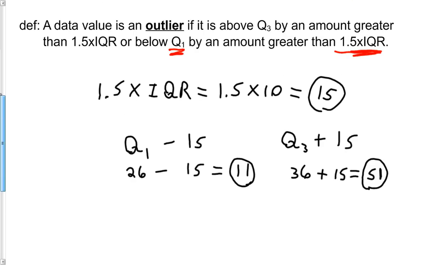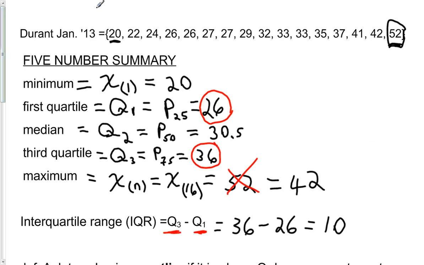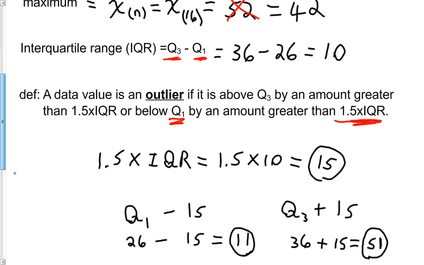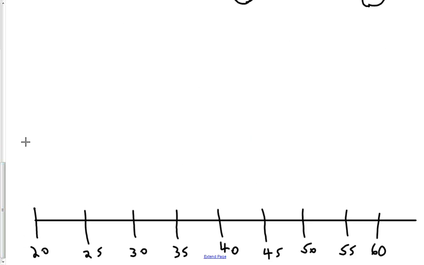So this is how we're going to create our box and whisker plot. The first thing we're going to do is create a small vertical line above our minimum value. So here's the minimum value, x1, the first order statistic, 20. We are going to, above our number line, make a vertical line right above the 20. That's where the first whisker is going to begin.